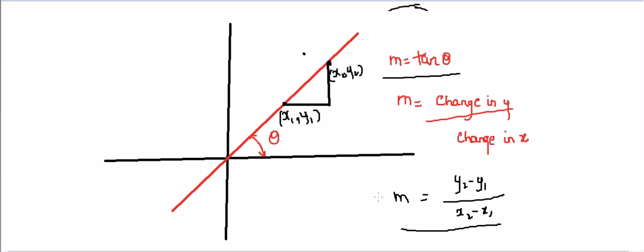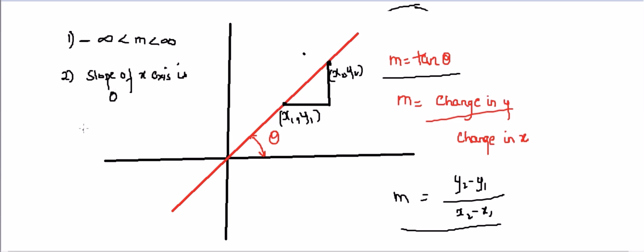Now, there's an important thing. First, the value of the slope lies between minus infinity and positive infinity, which means it can take any value. Second, the slope of the x-axis is 0 and the slope of the y-axis is infinite.